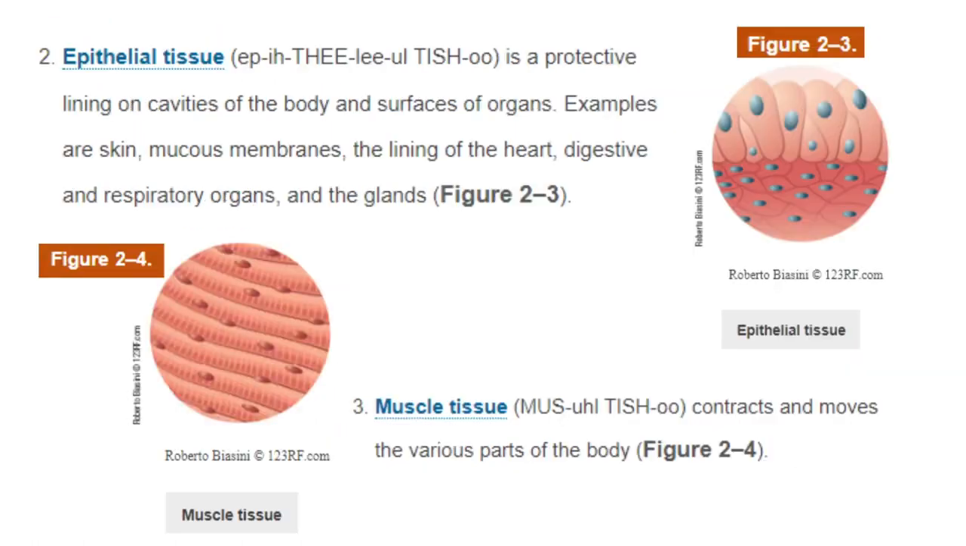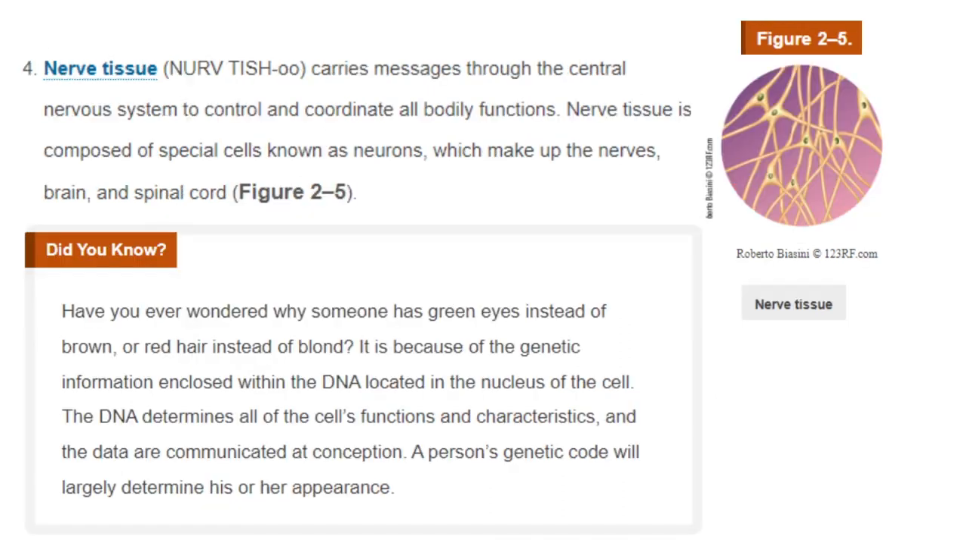Epithelial tissue is a protective lining on cavities of the body and surfaces of organs. Examples are skin, mucous membranes, the lining of the heart, digestive and respiratory organs, and the glands, figure 2.3. Muscle tissue contracts and moves the various parts of the body, figure 2.4. Nerve tissue carries messages through the central nervous system to control and coordinate all bodily functions. Nerve tissue is composed of special cells known as neurons, which make up the nerves, brain, and spinal cord, figure 2.5.